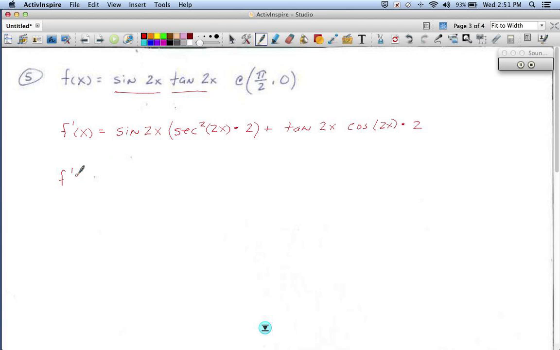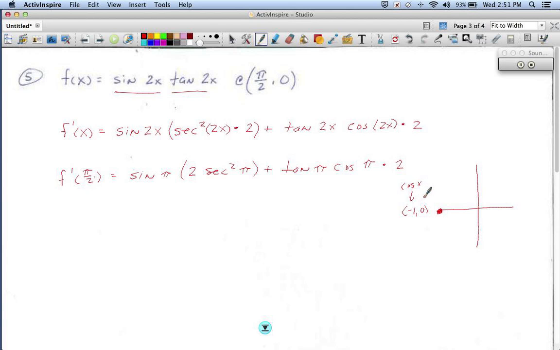So now I need to find the value of my slope. So plug pi over 2 in for all the x's, that's sine of pi. This is 2 times secant squared of pi plus tangent of pi and cosine of pi times 2. Let's think unit circle now. Pi is over here, and my coordinates are -1, 0. That's cosine, and that's sine. So sine of pi is 0.